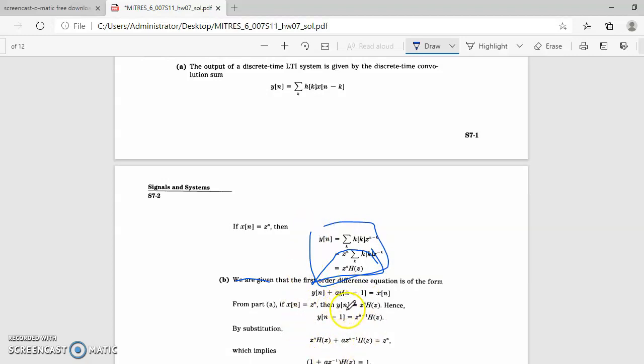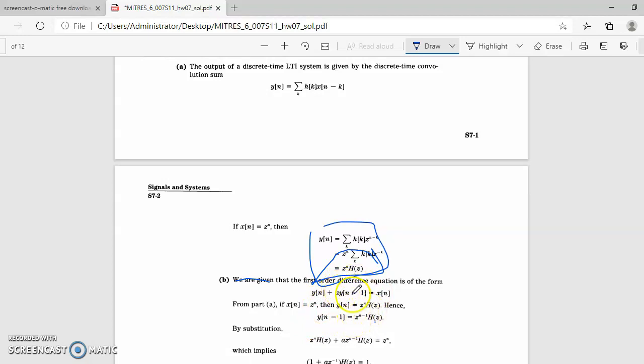So y[n] = z^n·H(z), hence y[n−1] = z^(n−1)·H(z). Now we consider this equation: y[n−1] gives z^(n−1)·H(z), and y[n] gives z^n·H(z). I substitute these values into the above expression.